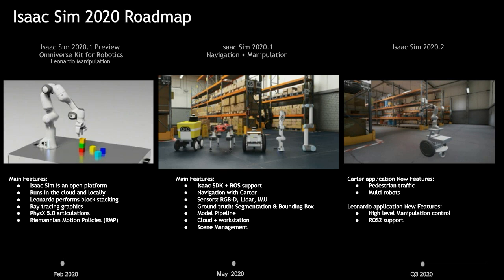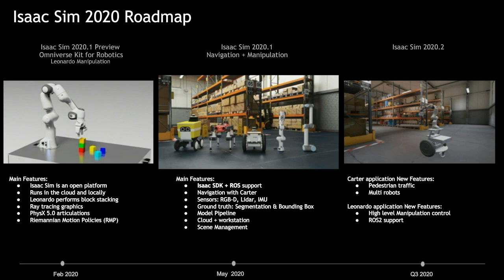As you can see, some of the robots in here. We will support the Isaac SDK and ROS. Developers should be able to use both Isaac SDK messages and ROS messages to communicate with Isaac Sim. In terms of sensors, it will have RGB-D camera, RGB and depth, LiDAR, IMU, segmentations, and bounding boxes. We also have a model pipeline that allows developers to import ShapeNet objects, bring more objects into your environment, and of course, cloud and workstation.